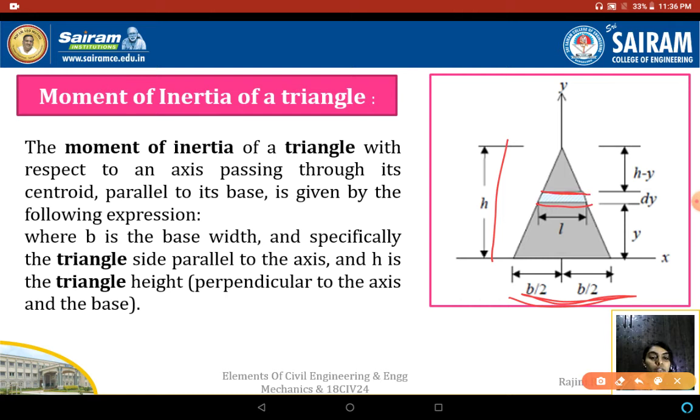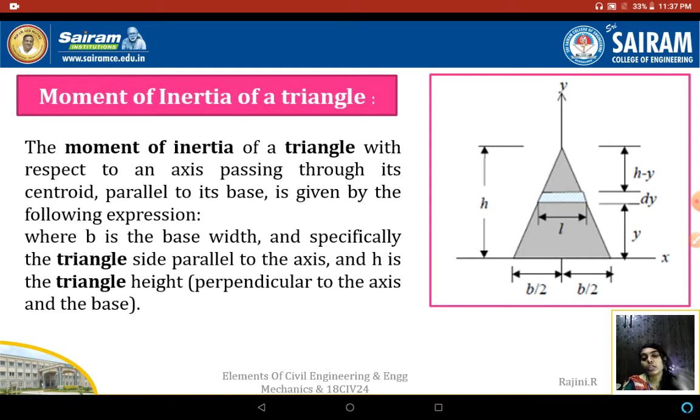So here I have cut a small elemental area. You can see this small elemental area. The thickness of that elemental area will be dy, and its height from the base will be y, and the remaining, if you subtract this, will be h minus y. So the length of the small area will be l, right? If the figure is perfect, then it is easy to derive.